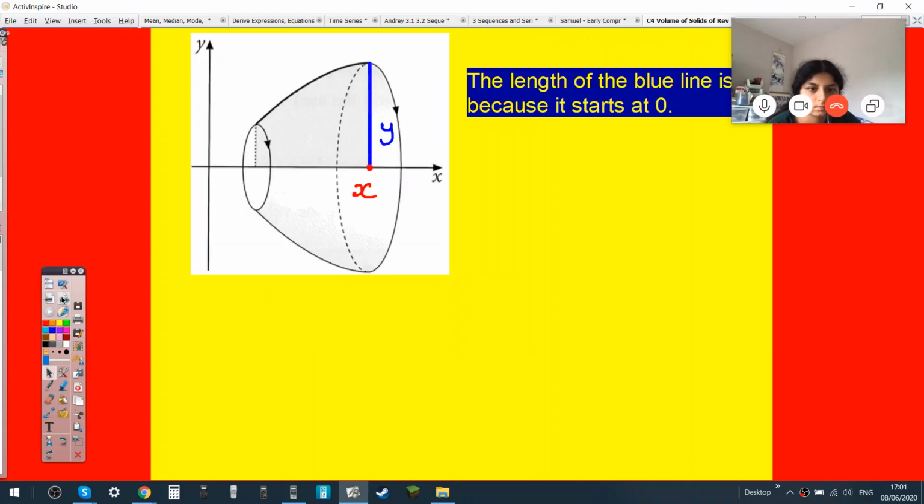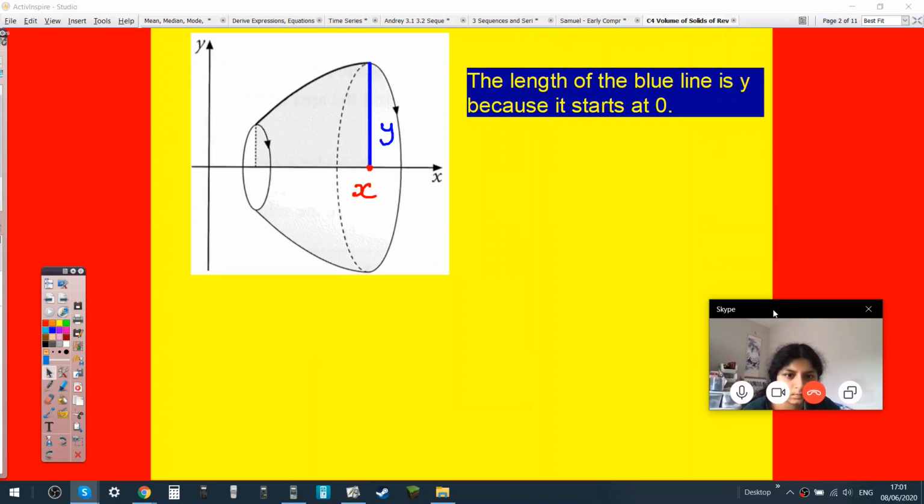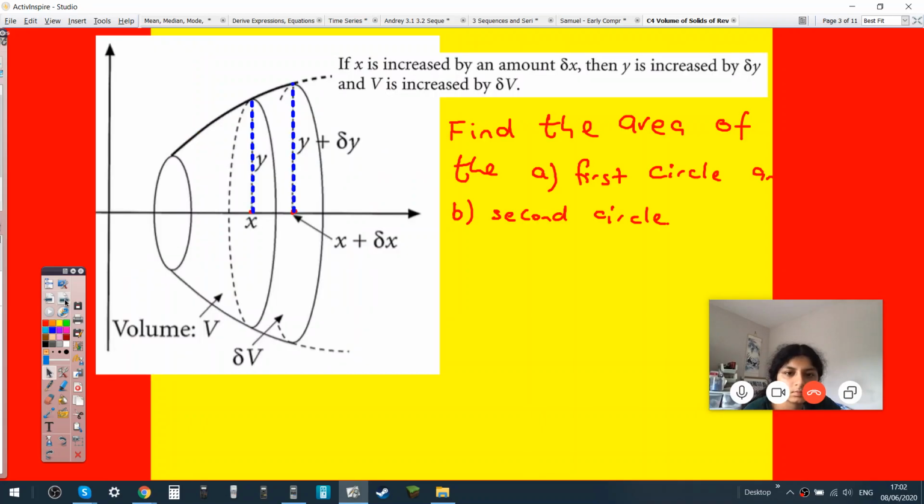Fair enough. Yes, the length of the blue line is y because it starts at 0 and goes up to whatever the y coordinate is. If it was up at 11, then the length would be 11. This is just proving it. I'm not going to bother doing this.